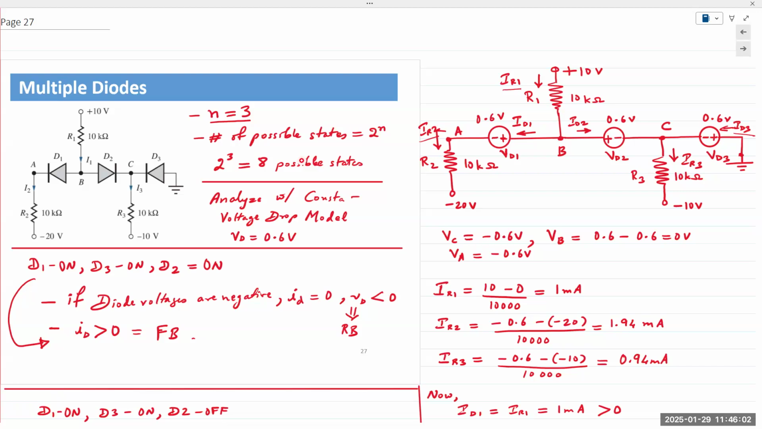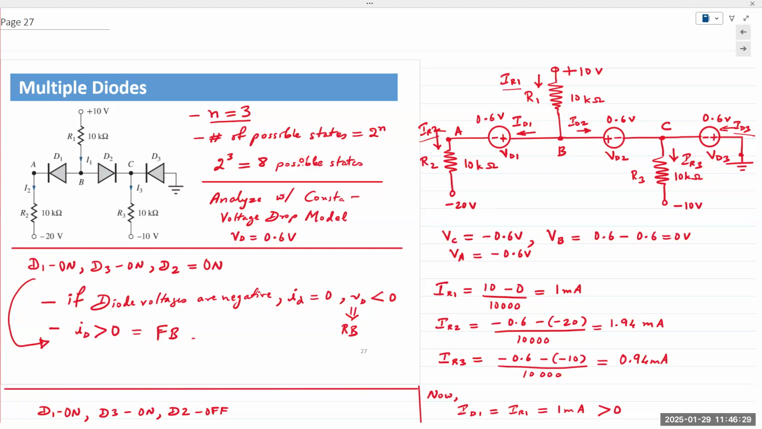Make sense to everyone? So my first state, I choose all 3 of them on. So D1, D2, and D3, all of them on. And then I'll replace them with 0.6 volts voltage source in all 3 places, because I'm using the constant voltage drop model. Right? Ideal diode model is exactly the same, except it's easier to analyze.